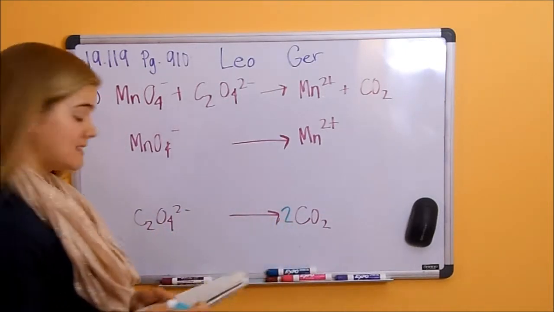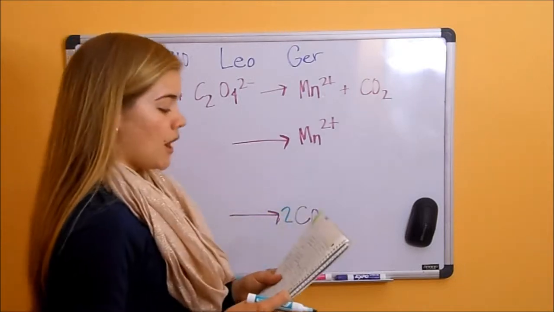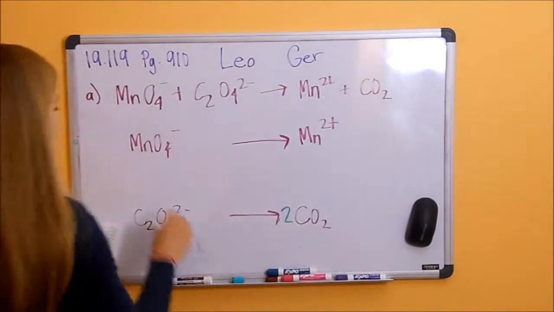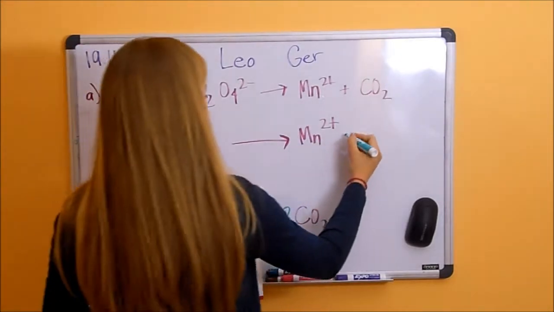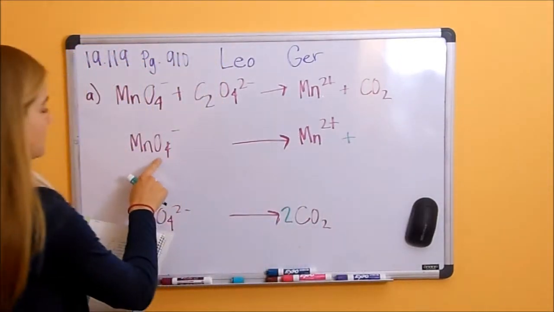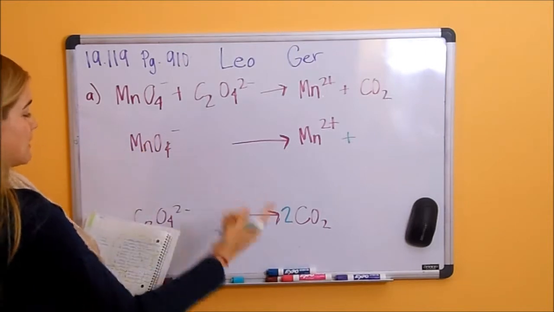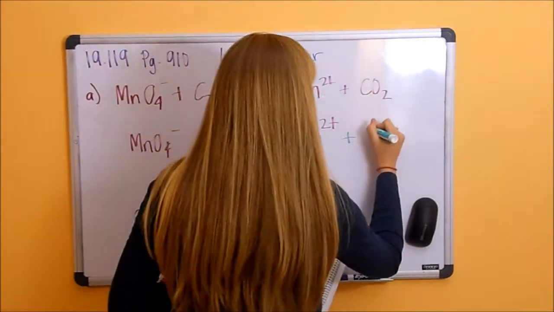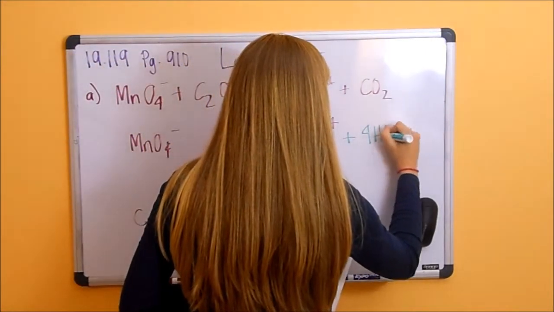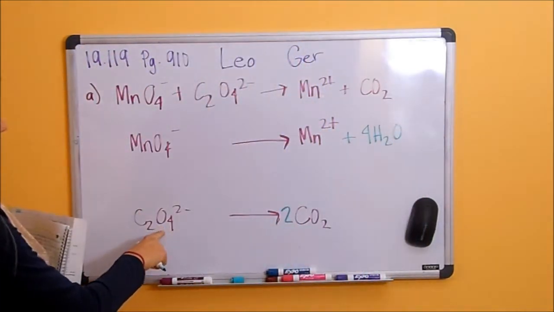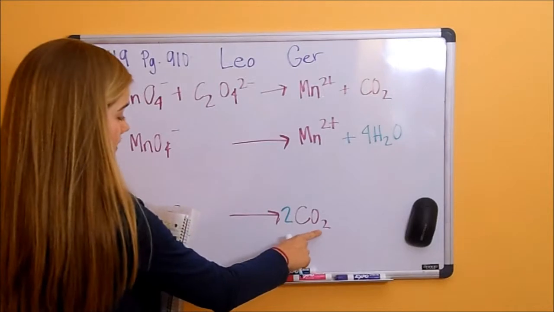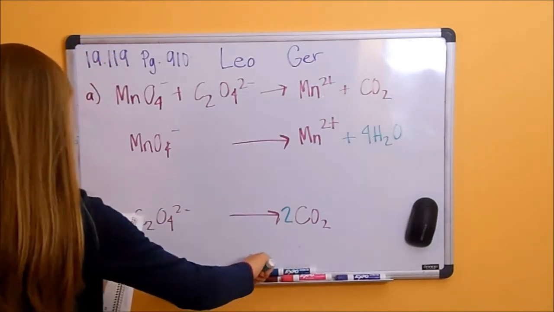Now the next step is to balance the O by adding H2O. So here we have O4. That means on this side, we need to add 4 H2O to give us those additional oxygens. And down here we have 4 oxygens, and we have 4 oxygens, so that's good.